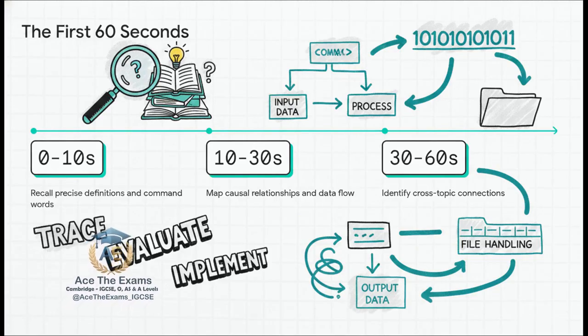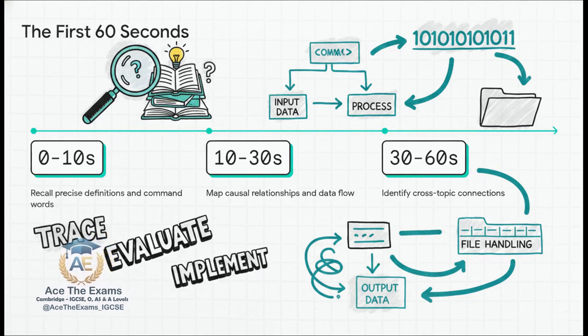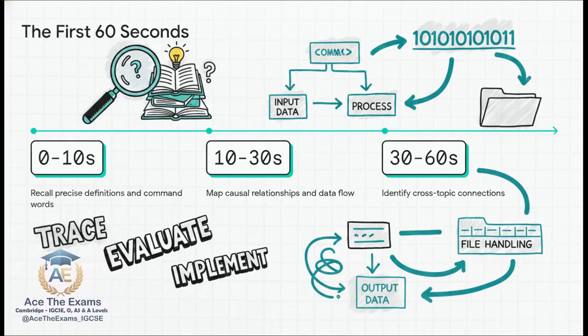Then, from 10 to 30 seconds, map the causal relationships. What specific data goes in, and what distinct process is required to get the necessary data out? And finally, from 30 to 60 seconds, identify your cross-topic connections. Does this scenario require extracting data from binary representations? Does it somehow link back to arrays or file handling?